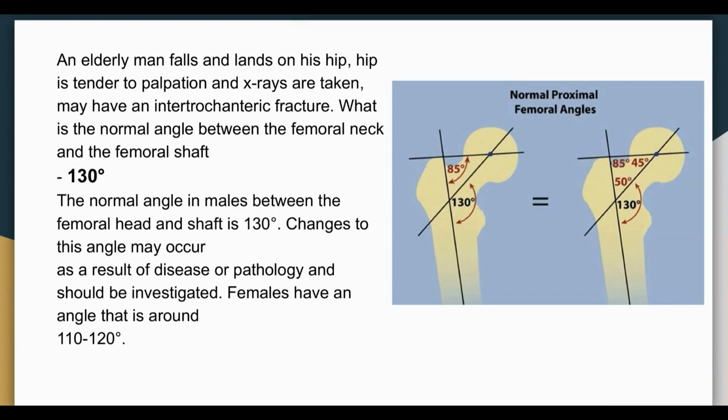An elderly man falls and lands on his hip. The hip is tender to palpation and x-rays are taken. The most likely fracture is the intertrochanteric fracture. What is the normal angle between the femoral neck and the femoral shaft? That is 130 degrees.